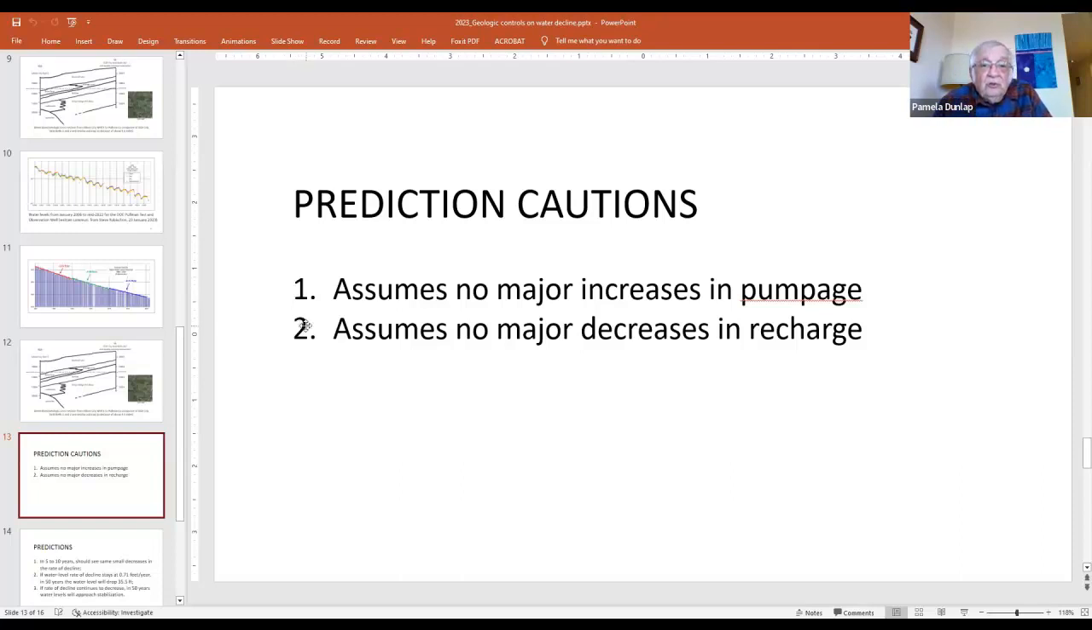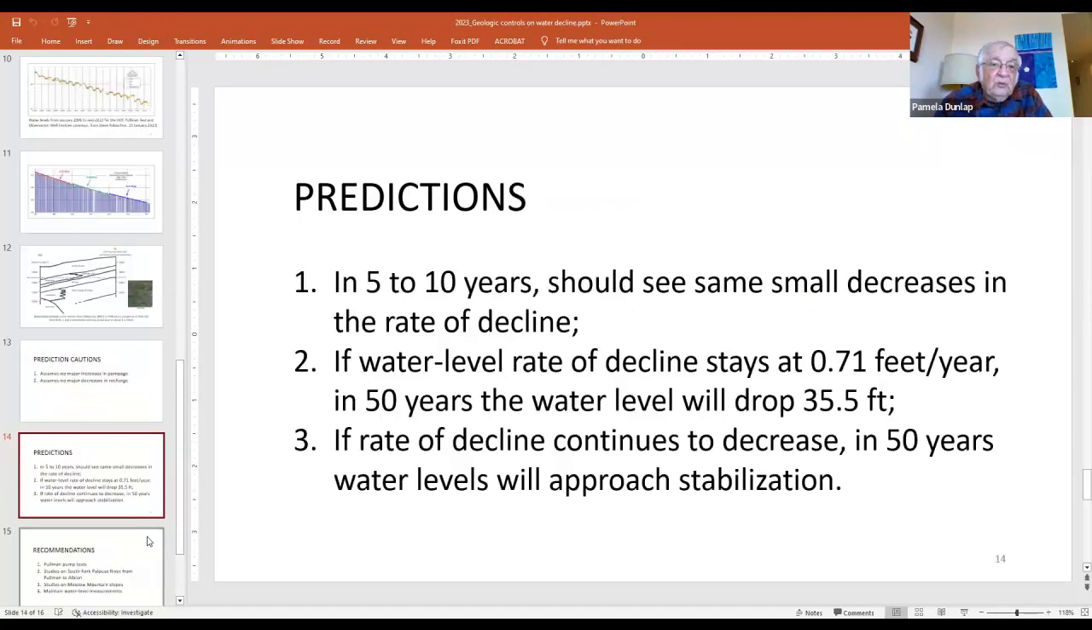They're also going to assume that there's no major decrease in recharge in the recharge areas. In other words, there are probably going to be some drought summers, but I'm going to assume that we don't have a 10, 20, or 30-year extreme drought situation. So with that in mind, I'm going to use the thinking on the model and make some simple predictions.